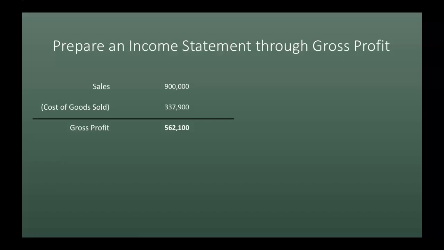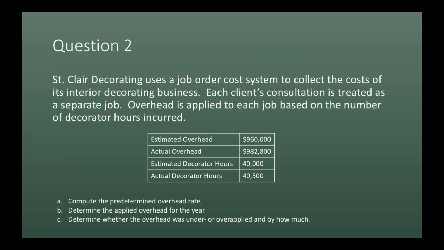So that's question number one. We found our cost of goods manufactured, we found our cost of goods sold, and then we were able to find our gross profit. So let's move on to question number two.